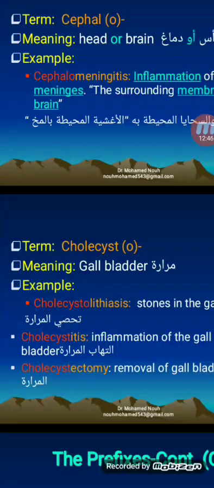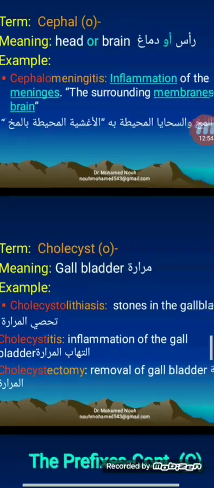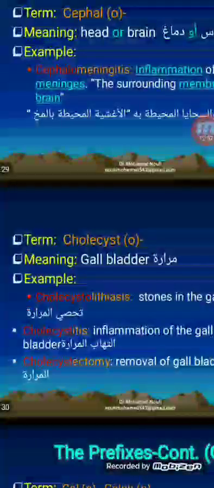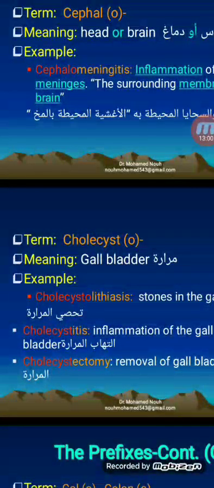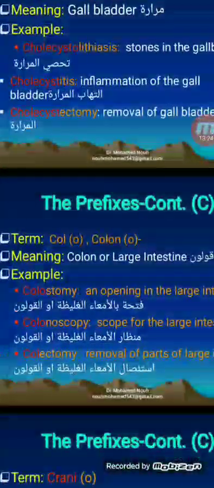Cholecysto, gallbladder مرارة. Cholecystolysis, stones in the gallbladder. The o is the combining vowel to facilitate and make easiness of pronunciation. Cholecystitis, inflammation of the gallbladder. Gallbladder means مرارة. Itis means inflammation which comes at the end of the word. It's a suffix.